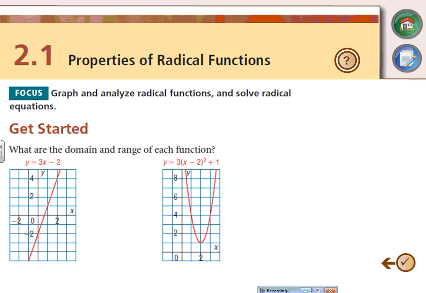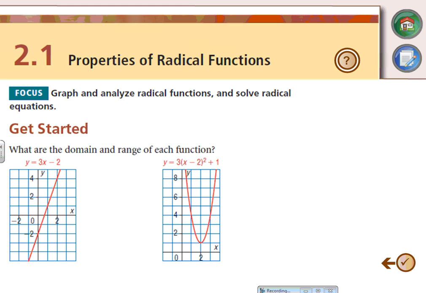All right, looking at chapter 2 here, we're dealing with radical functions and equations. First thing, we're going to identify the properties behind these functions here in 2.1. So if you haven't already done so, we're going to work through our getting started and our constructing understanding.